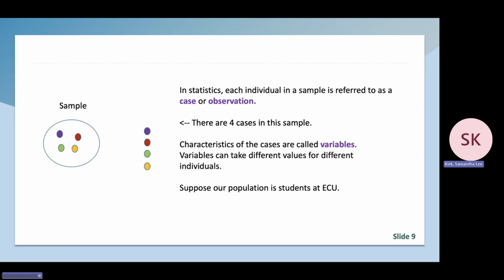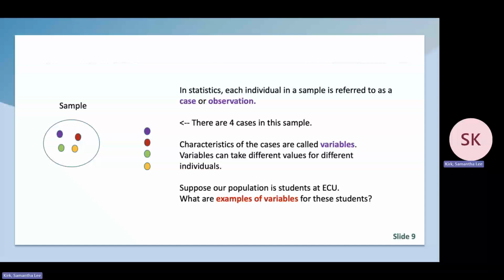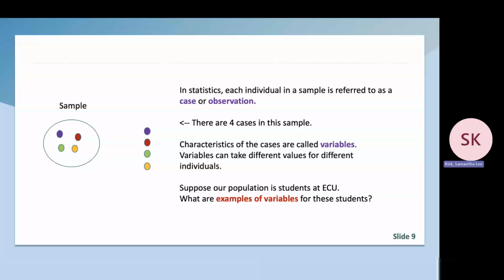So let's look at an example. Suppose our population is students at ECU. Let's come up with some examples of variables for these students. So I want something that can change depending on the student, like eye color. Eye color is a variable. If I had a set of 30 ECU students, one person might have brown eyes, one person might have blue eyes, one person may have green eyes. So this is something that changes depending on the individual. And so that is a variable.